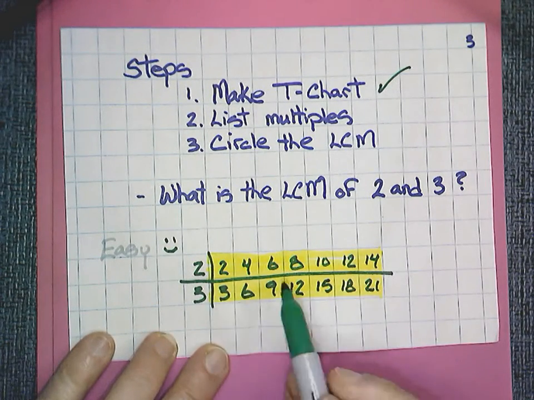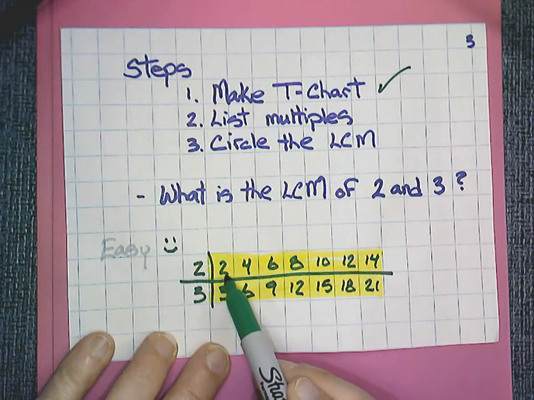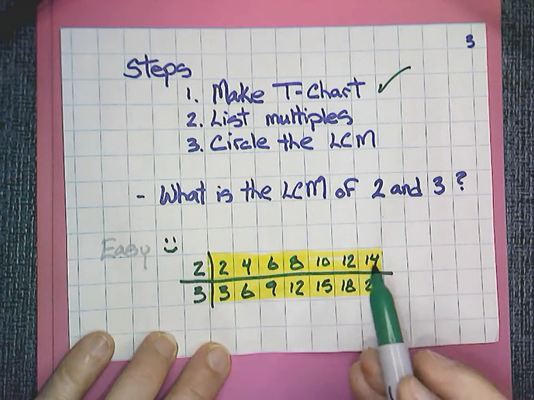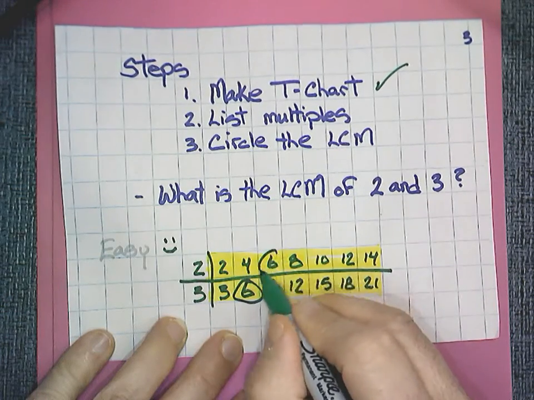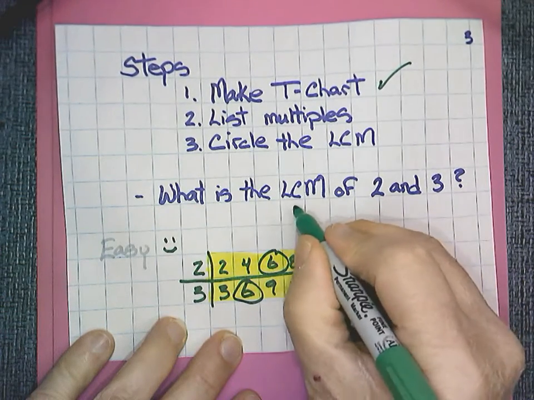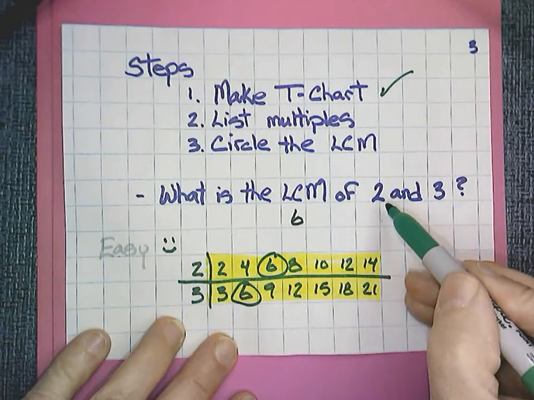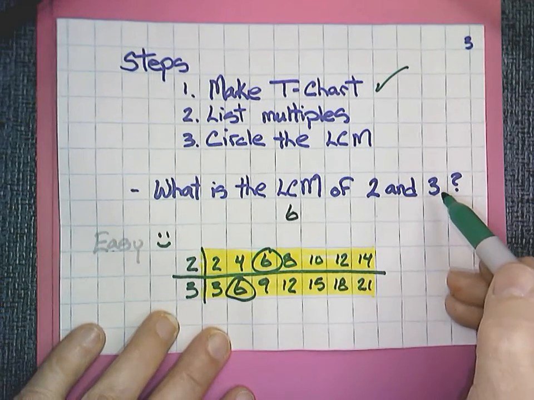And now we just circle the least common multiple. Just going to compare top and bottom. We don't use these. No. 4. No. Here we go. It would be 6. So our least common multiple of 2 and 3 is 6.